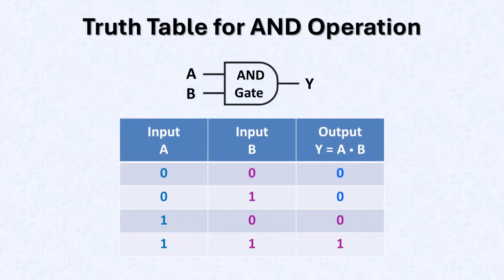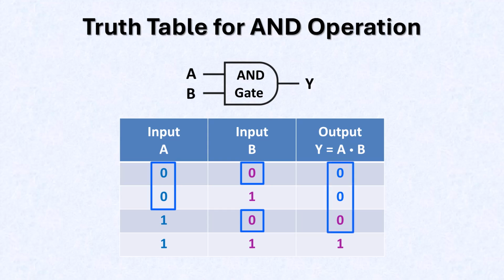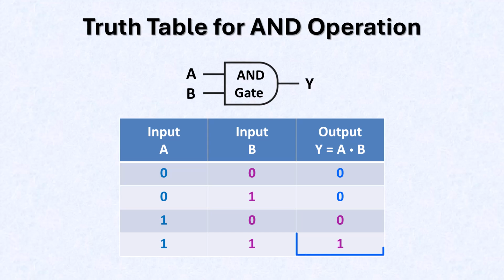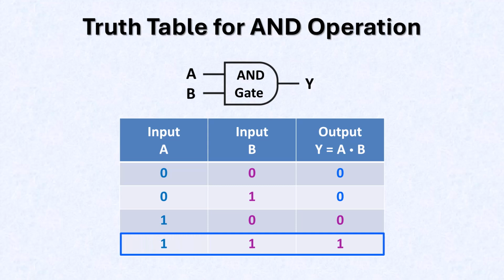This is the truth table for the AND operation. Again, ANDing is analogous to multiplying by 1 or 0. When the ANDing operation involves a 0, the result is a 0. This means the only time the result will be a 1 is if you perform the ANDing operation between a 1 and a 1.